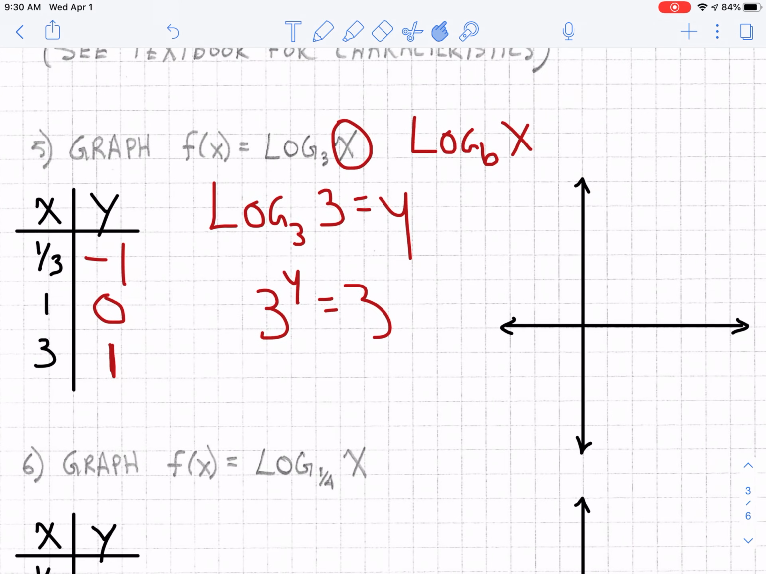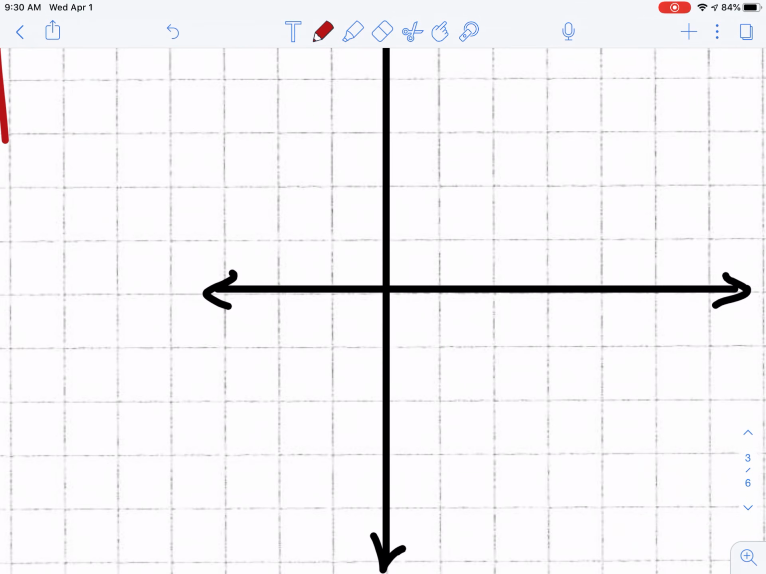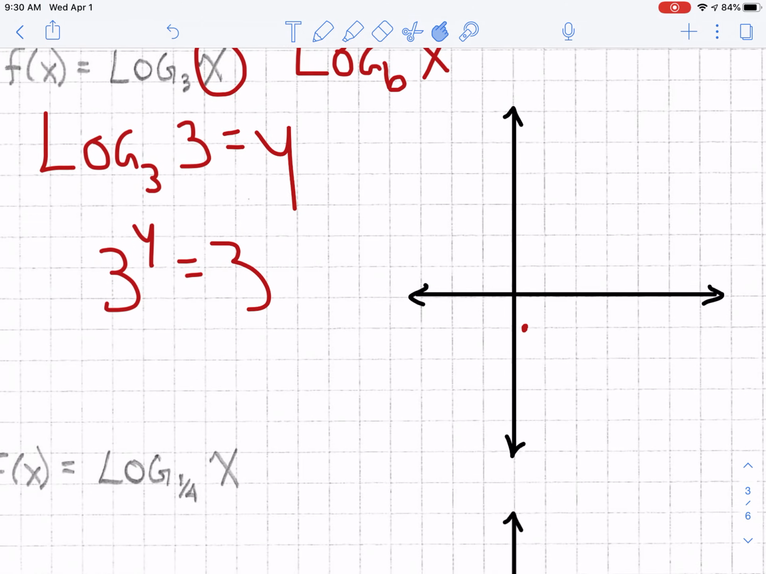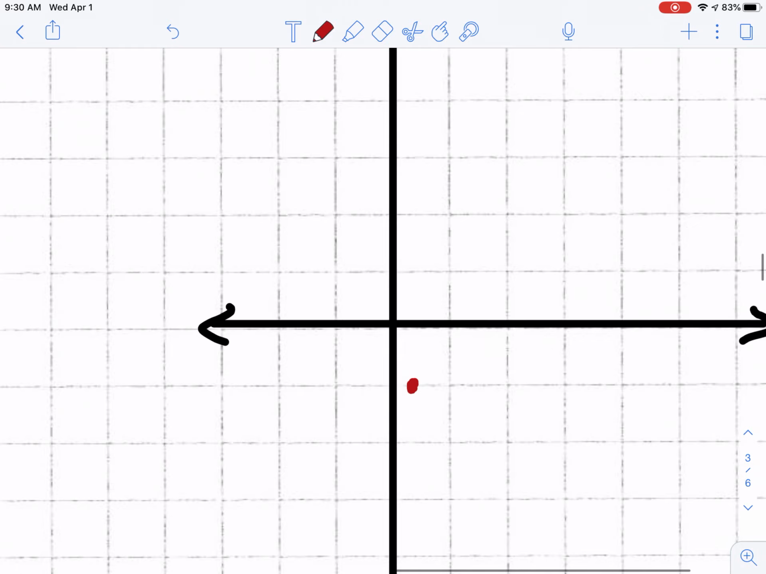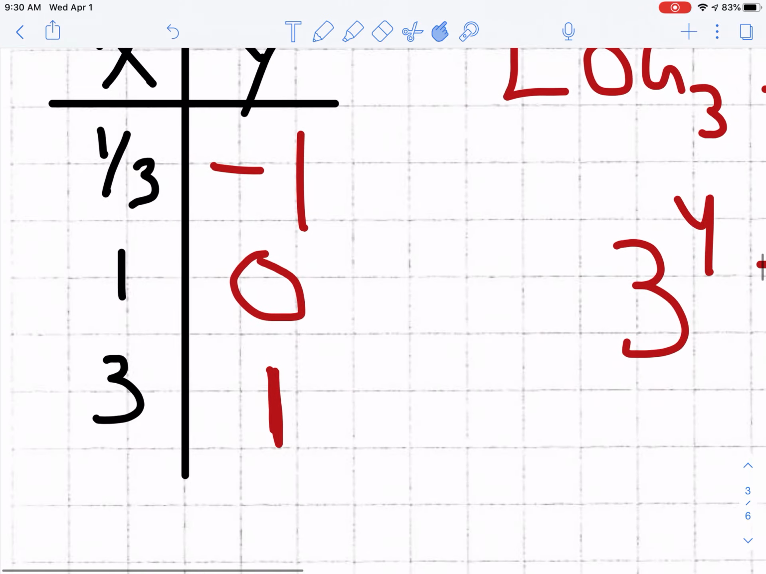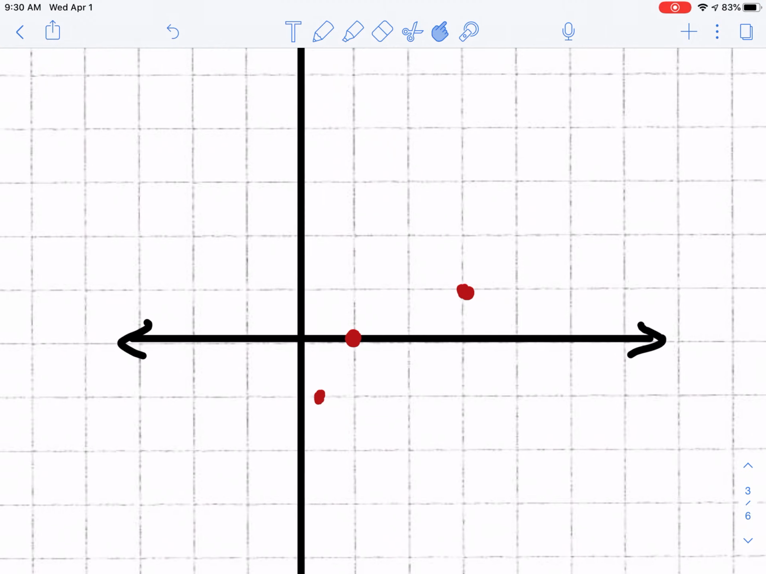So let's graph this. When x is 1/3, y is negative 1, about right there. When x is 1, y is 0, right there. And when x is 3, y is 1. And here we have, that's enough to get our graph.